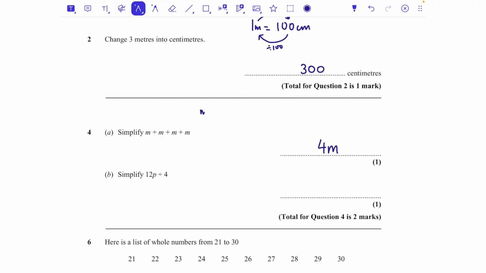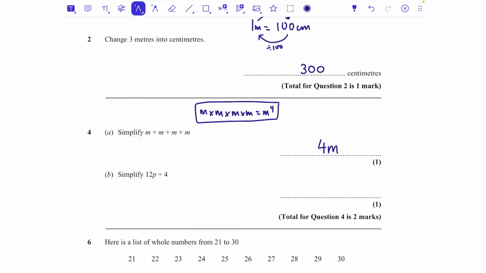For question number 4, simplify m add m add m add m, and that is 4m. Remember, if you're doing m times m times m times m, then that is m to the power of 4. So people always confuse those, so just have that in mind. If you're timesing, that's going to increase the power. If you're adding, you're just collecting them up and saying, I've got 4 of them.